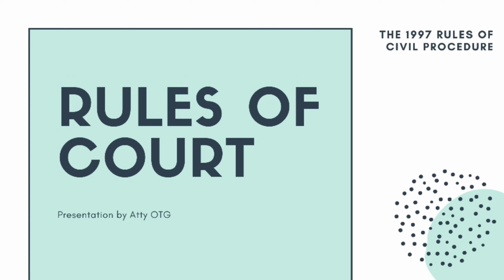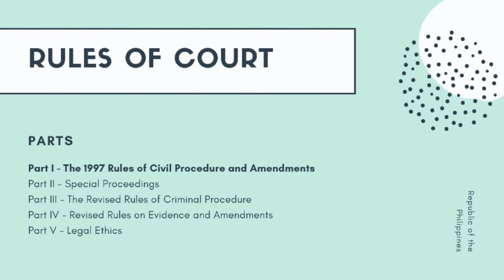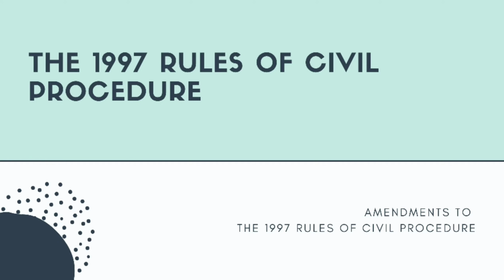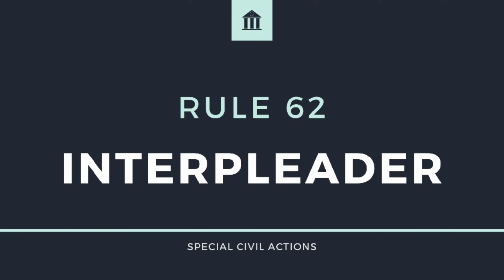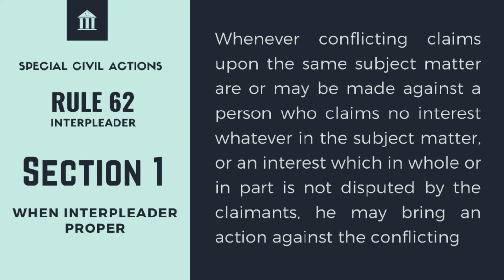Rules of Court. The 1997 Rules of Civil Procedure. Special Civil Actions. Rule 62. Interpleader. Section 1. When interpleader proper.